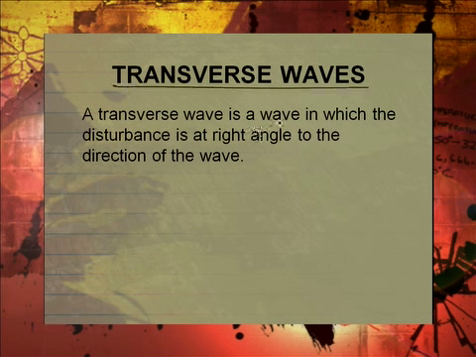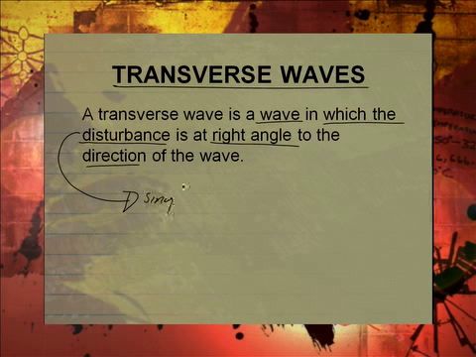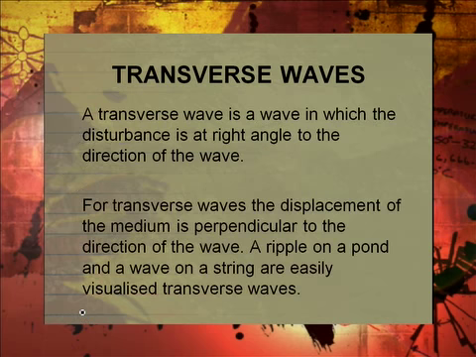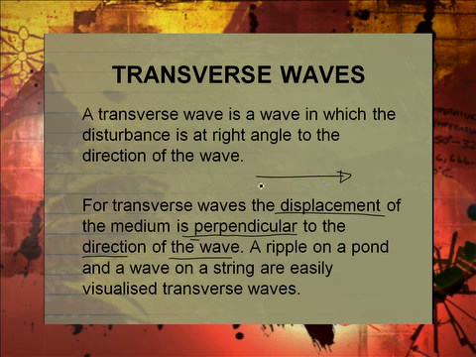A transverse wave is a wave in which the disturbance is at right angle to the direction of the wave. And this disturbance, if we're talking about a single disturbance, we call this a pulse. Now for transverse waves, the displacement of the medium is perpendicular to the direction of the wave. If this is the direction of the wave, the displacement or the disturbance will be in that way, so that the two are perpendicular to each other.